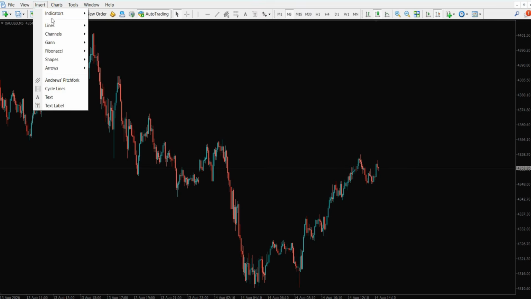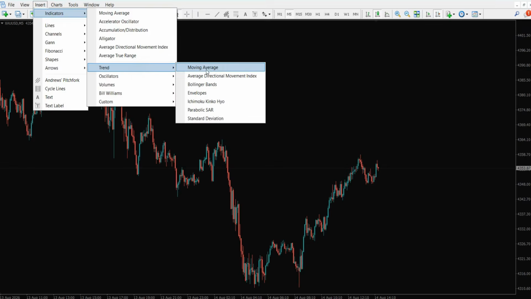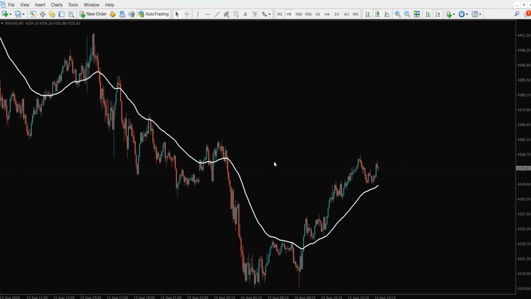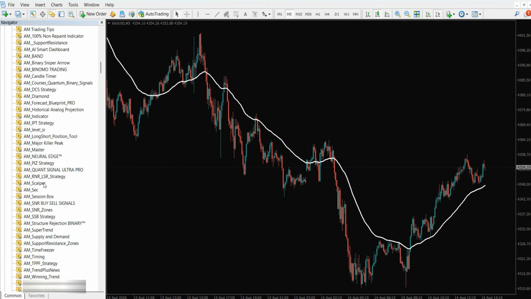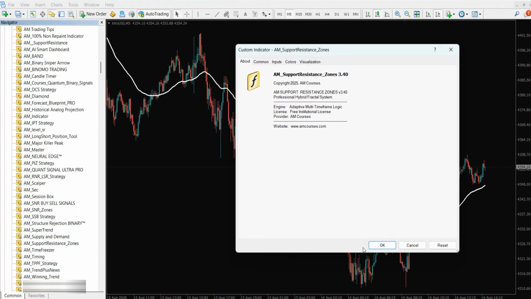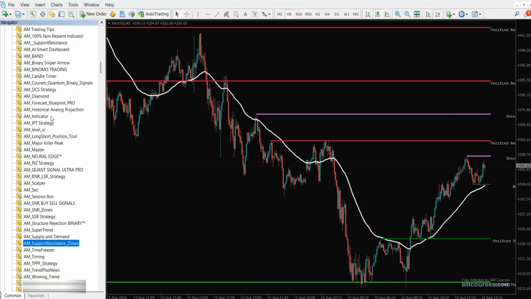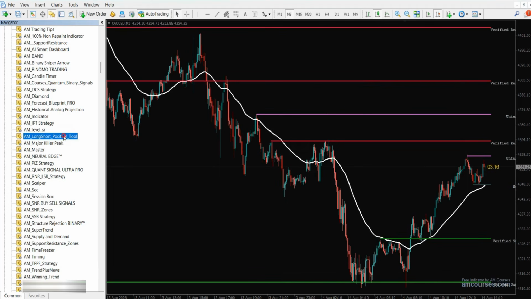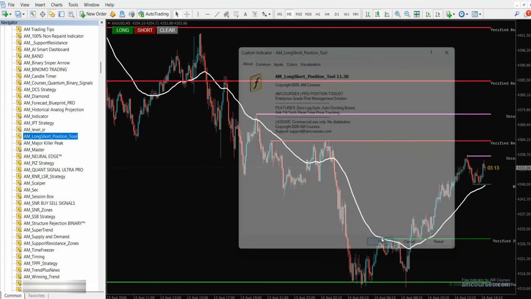3 things on my chart. The 50 moving average, the white line. It tells me which side I'm allowed to trade. My support and resistance zone indicator. It marks and labels levels automatically, including broken support turned new resistance. And my candle timer, so I know how many seconds are left before a candle closes.